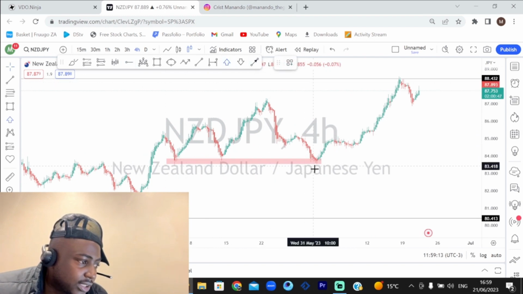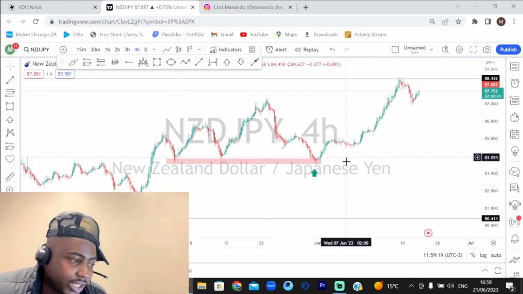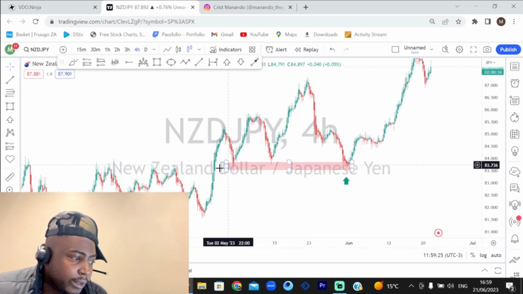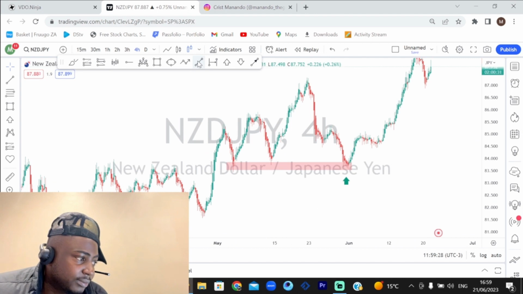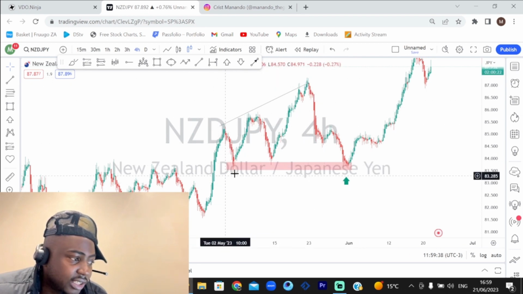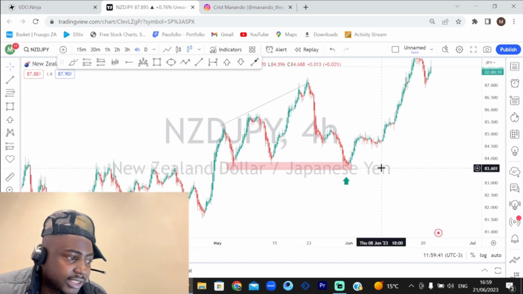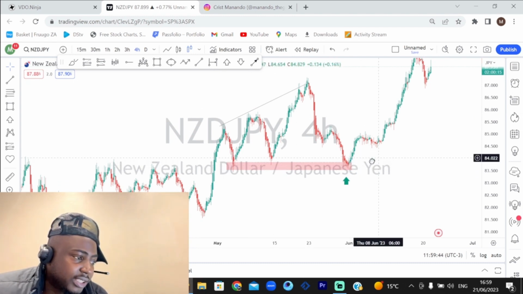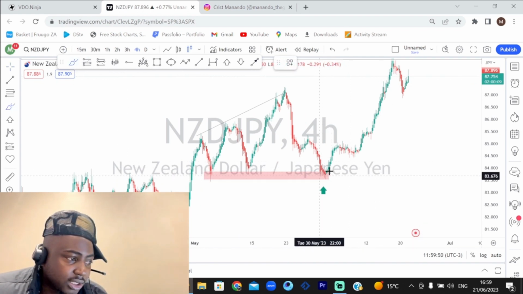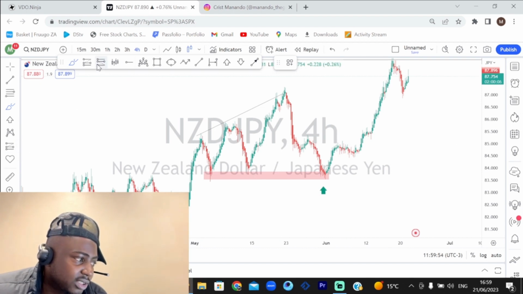Just to point out, this is the third touch of our support, or you can use a trend line in this case, but whatever tool you prefer is cool. That's our support, and here we have our resistance, right? So now we have a cool structure where you can see the highs and the lows and the clear touches, right? On the third touch, the price gave us a rejection to the upside.